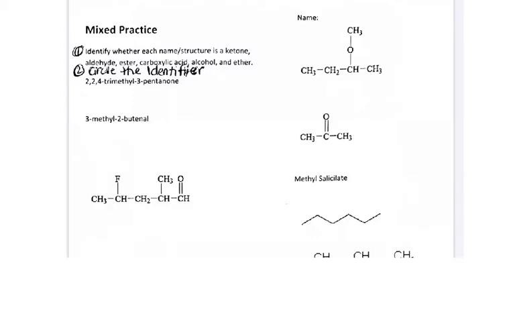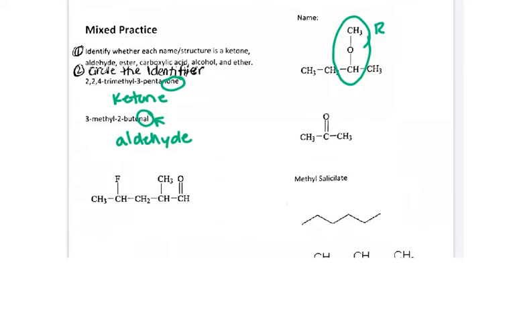So for example, I can see that this one ends in O-N-E. I know that ketones end in O-N-E. So this is a ketone, and I circled the identifier. Here, I know that Al is the ending for aldehyde. So I'm going to circle the identifier, which is that part, and then I'm going to write what type it is.